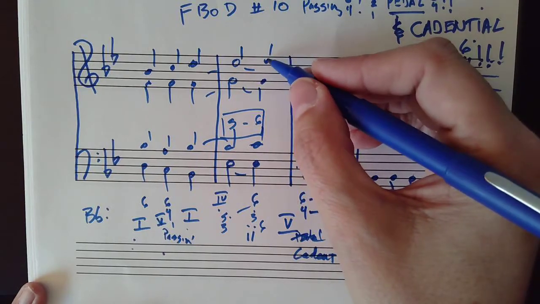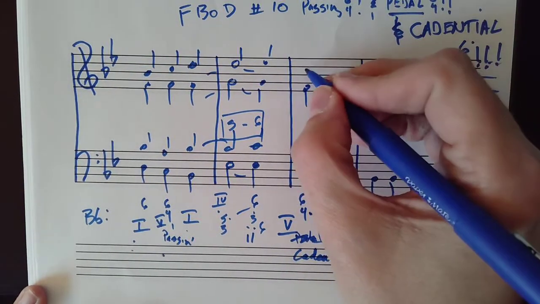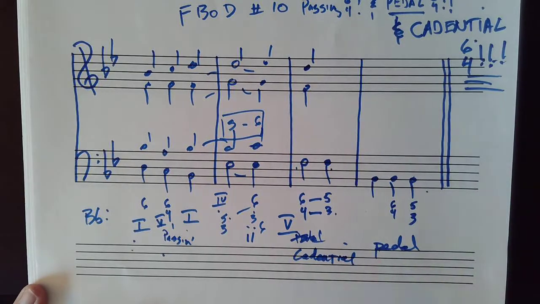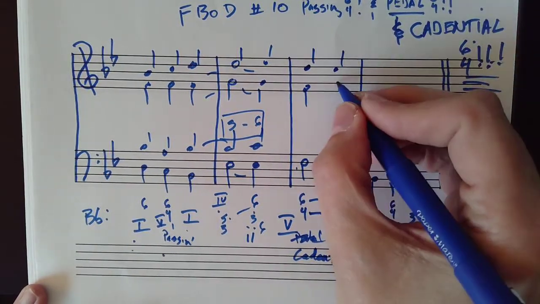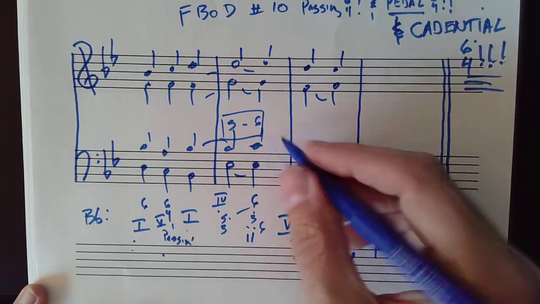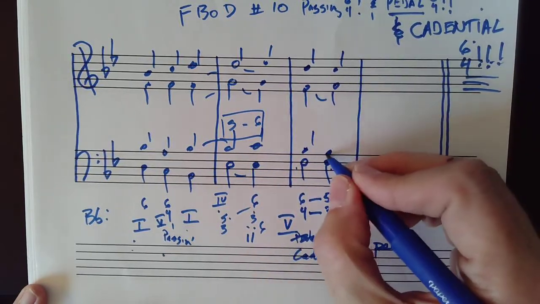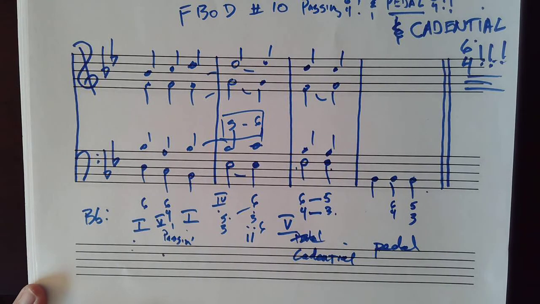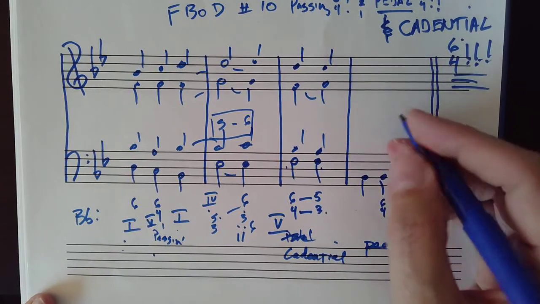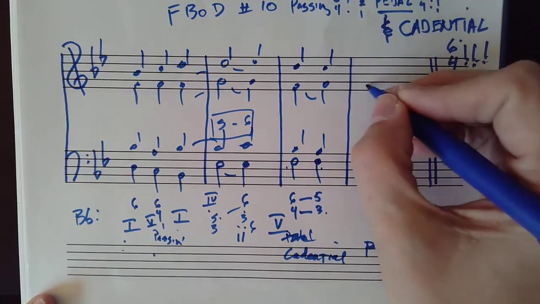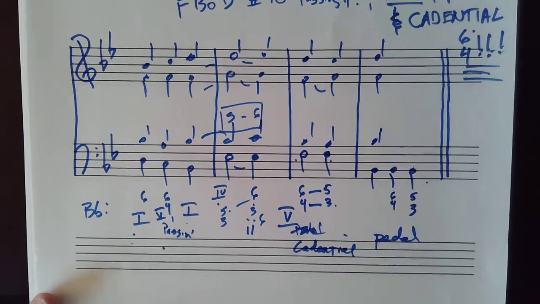Okay, so right here, this E flat can step down to D. That's the 6th above the bass, which is going to go to the 5th above the bass. And this C can step down to B flat, which is the 4th above the bass, going to the 3rd above the bass. Okay, and then this resolves nicely to the 1 chord, like so.